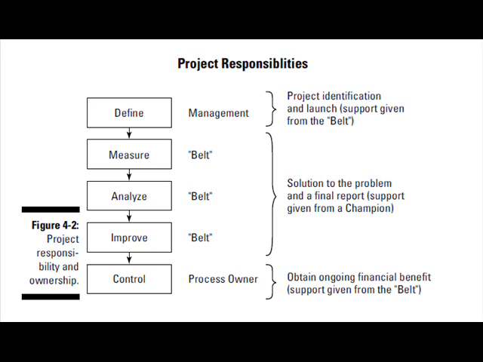Six Sigma is a team effort. Even in the define phase, where management is responsible for project identification and launch, the belts assist. Generally speaking, belts have 20% responsibility for defining and managing improvement, while management has 80%. When it comes to implementation, the DMAIC portion of the breakthrough strategy, these percentages are reversed. Page 84 of Six Sigma for Dummies.